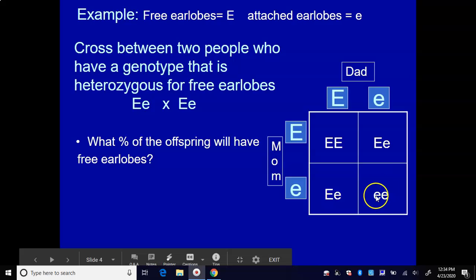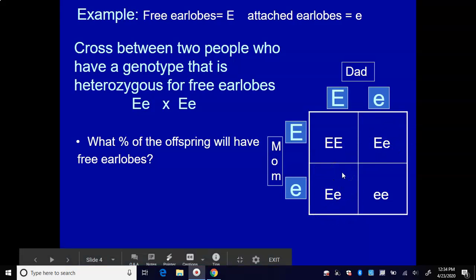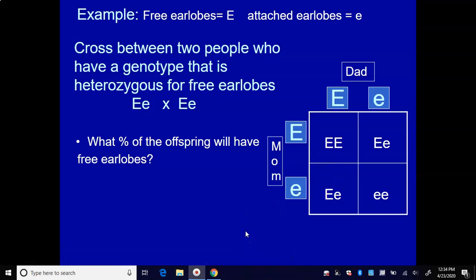Then you have to go back to see what your letters are representing to figure out the phenotypes. It says, what percent of the offspring will have free earlobes? If you go up top here, free earlobes. From last week's PowerPoint, it's dominant, which means it can be homozygous dominant, so that's 2 capital E's, or heterozygous, 1 capital E, 1 lowercase e. Remember, if you just have 1 capital E, it's showing dominance, which means that child would have free earlobes. So if we look here in the Punnett square, here's 1, here's 2, here's 3. So it would be 3 out of 4, which is 75%.